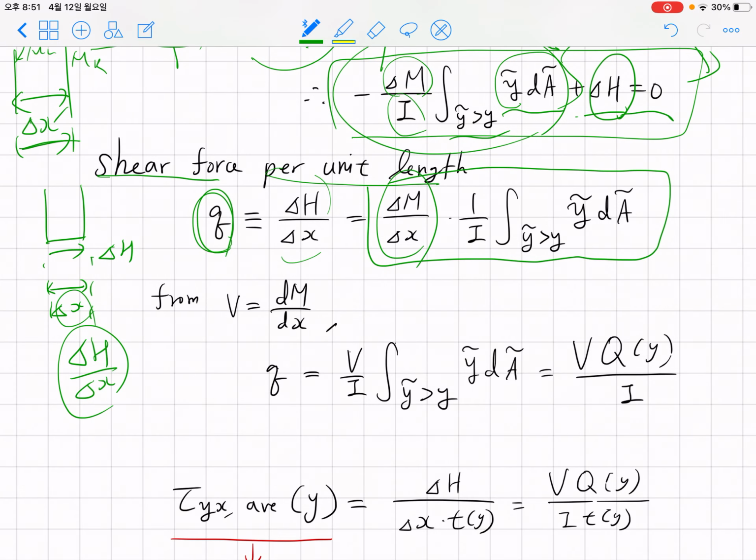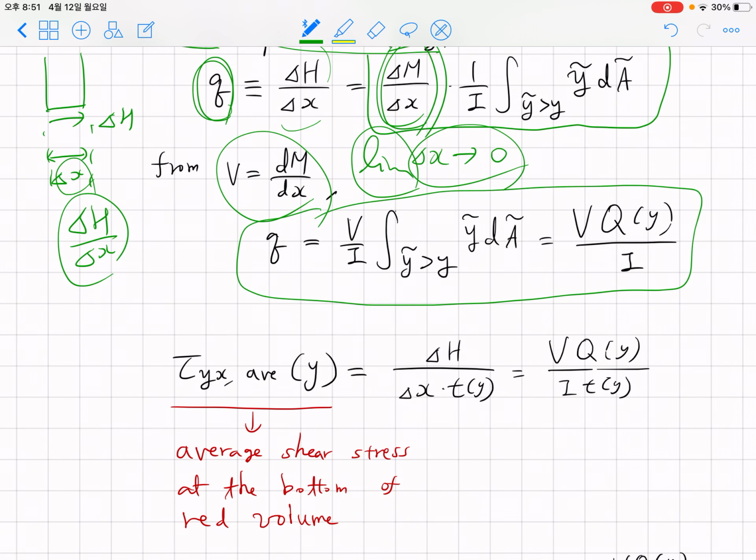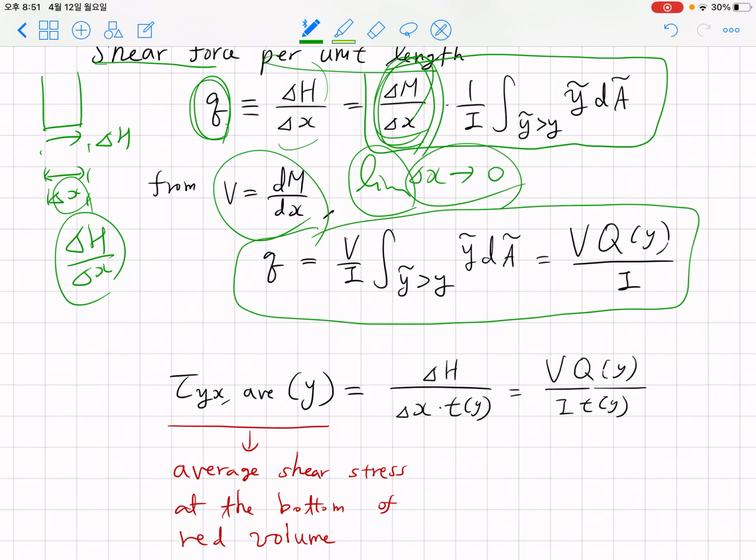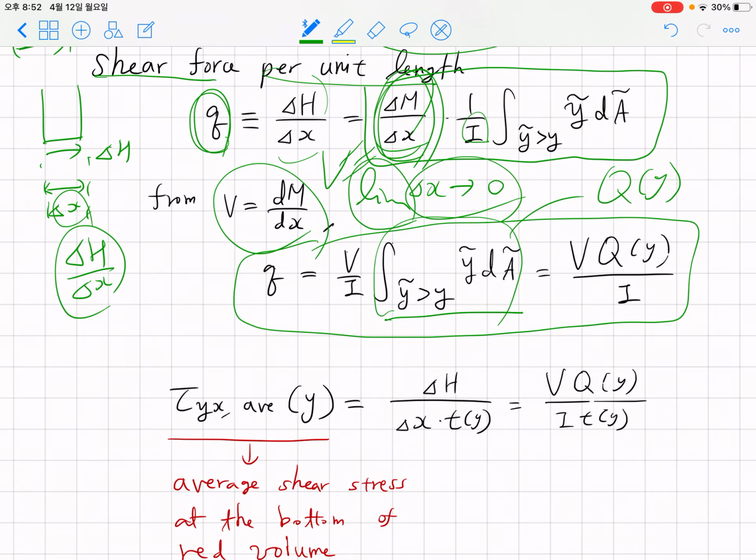Now when you look at this delta M over delta X, when you consider the delta X goes to 0 limit, it means that this first term becomes V, which is dM over dx. So you can arrive at the expression that Q equals V over I, times the integral. This is V and this is I, and this integral is named as Q in our textbook. Okay, so this is the derivation of shear force per unit length.